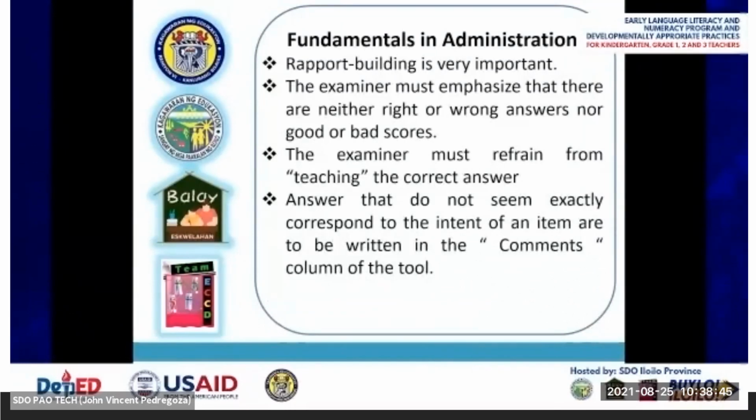Answers that do not seem to exactly correspond to the intent of an item are to be written in the comments column of the tool. These can serve as reference points of a child's progress when the checklist is administered to him again at a later date.